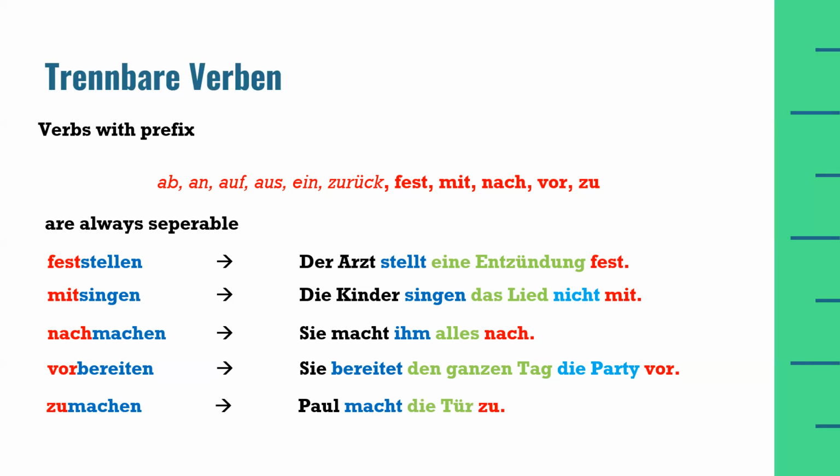Zumachen. Zumachen means to close. Paul macht die Tür zu. Paul closes the door. Again, zu is a dative preposition, but here it is used as a prefix for the verb machen. And we know that whenever zu is used as a prefix with a verb, then the verb becomes separable, and for a separable verb we have to use the prefix at the last position of the sentence.